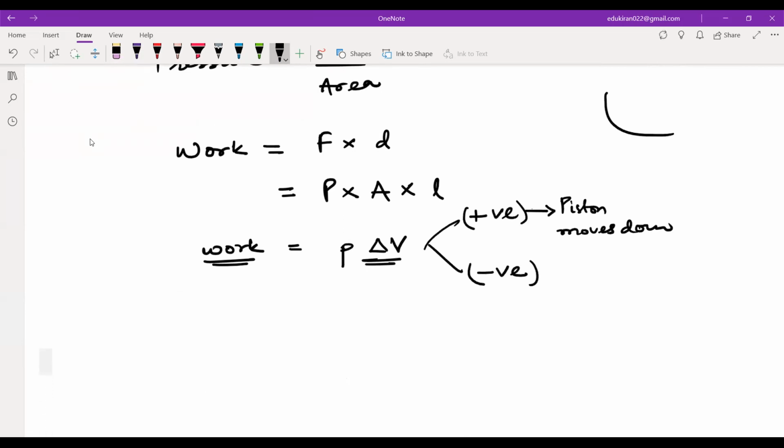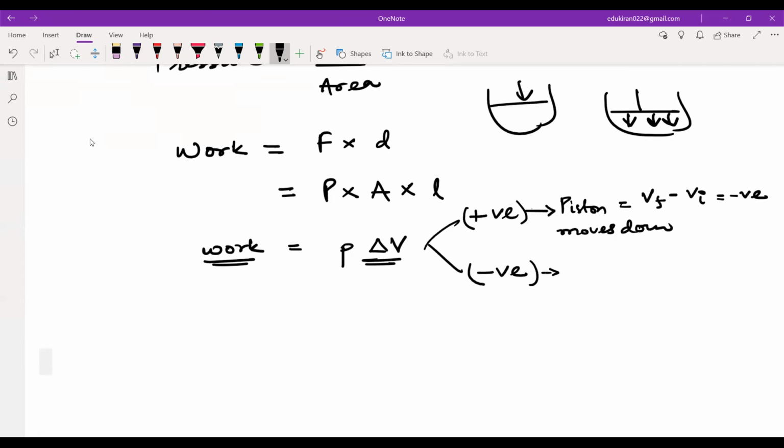Yes or no? Because if the piston is moving down, that means we are doing work on the system. Now, in this case, you tell me which will be greater, V final or V initial. If I push the piston down, the V final will be smaller. So this will be equal to negative, correct? Now, we have to make it positive, right?